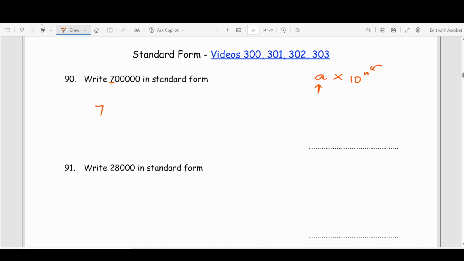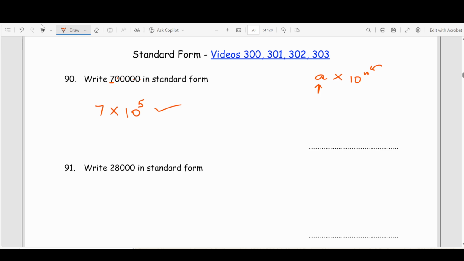So 7 is less than 10, so I can write it. Then times it with 10 to the power. Now I need to check how many zeros are there. 1, 2, 3, 4, 5. So I can write 10 to the power 5, right? This is called standard form.